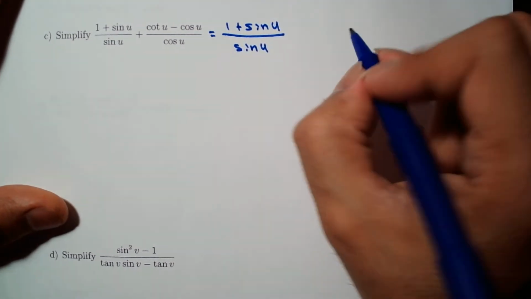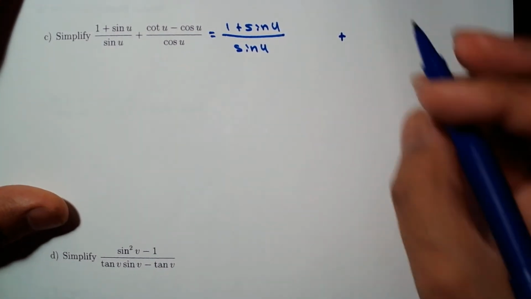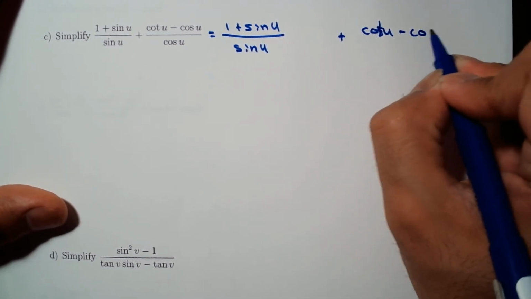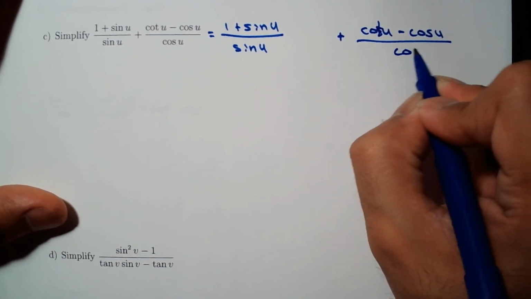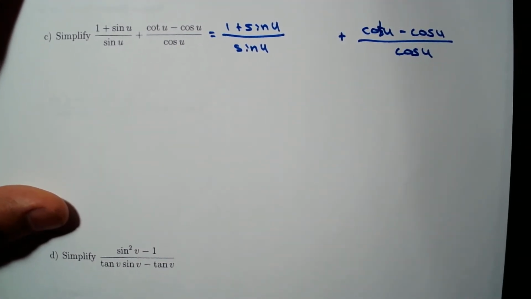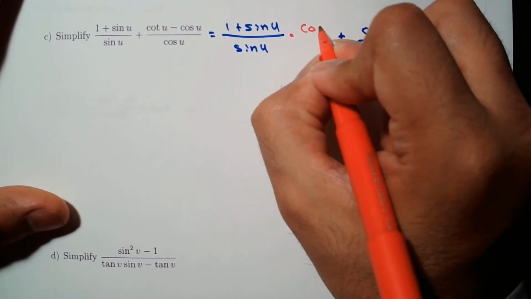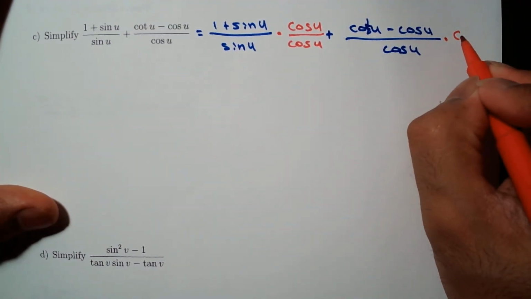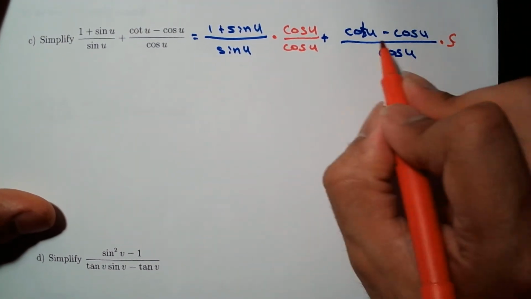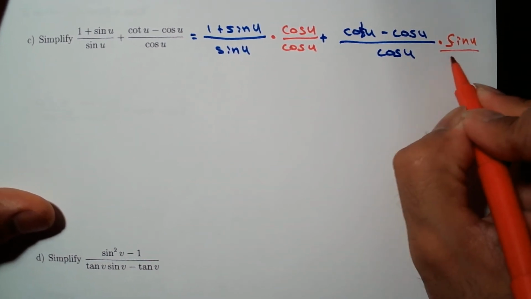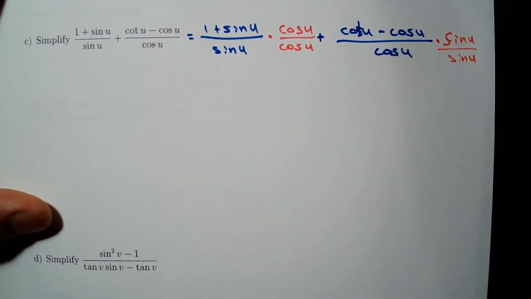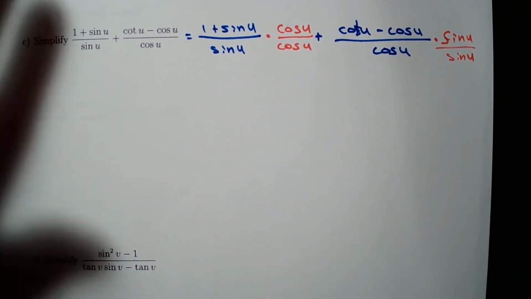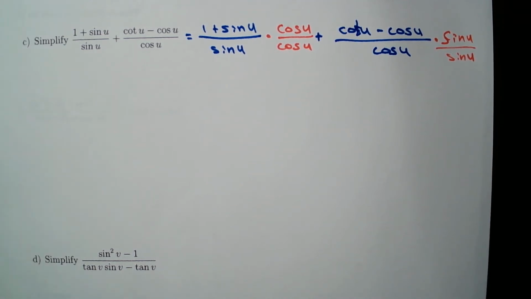I'm going to leave some space for those missing factors, the same way I did it in the numerical example. Cotangent u minus cosine u divided by cosine u, and in this case I'm going to multiply numerator and denominator by cosine u, and multiply the numerator and the denominator of the second expression by sine u over sine u. And that's going to make the same denominator. Sine cosine is the same as cosine sine. Doesn't matter, it's a multiplication, so that's going to be the same.